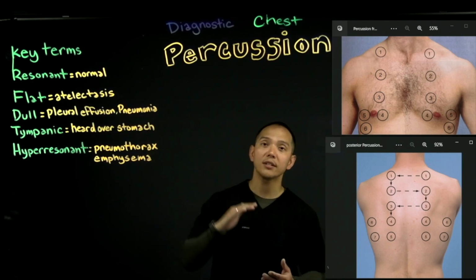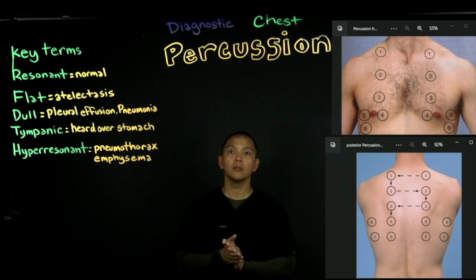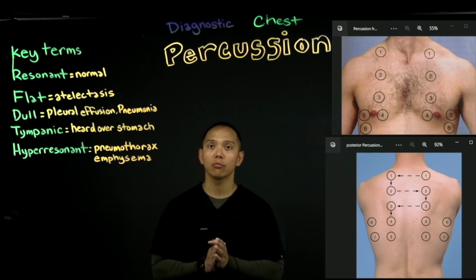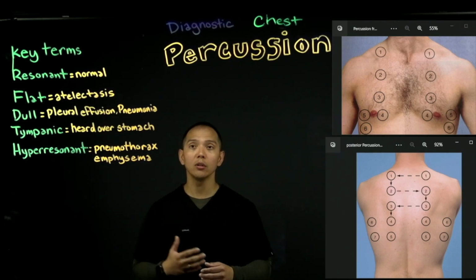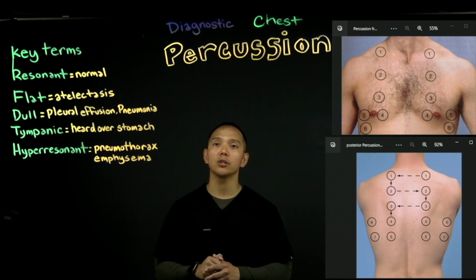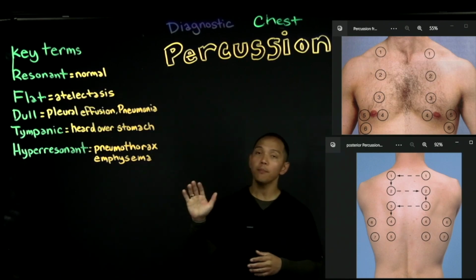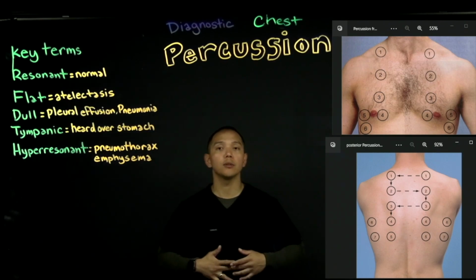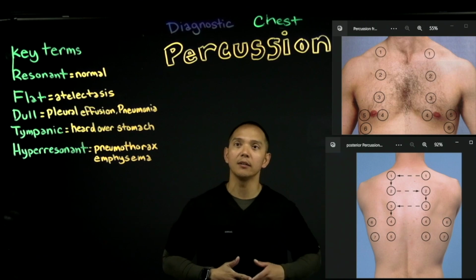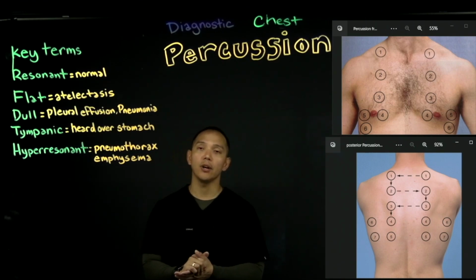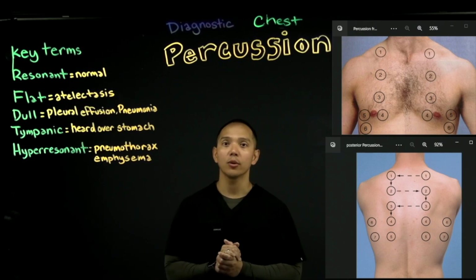Whereas, again, resonant is going to be normal. Flat, I want you to think of atelectatic lungs. If you hear dull on your percussion, I want you to think of pleural effusions and pneumonias. Tympany is going to just be heard over your stomach area, whereas hyperresonant is going to be your pneumothoraxes and your emphysematic patients.